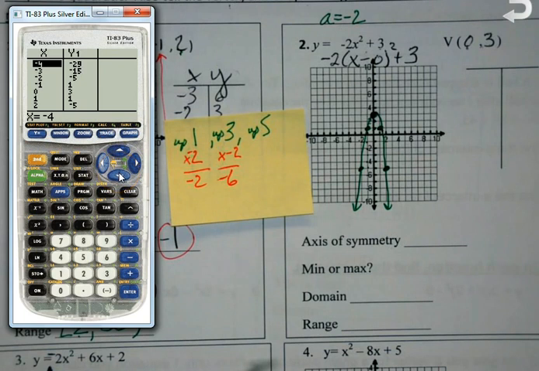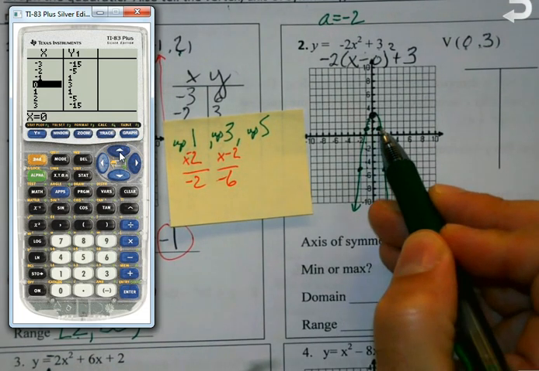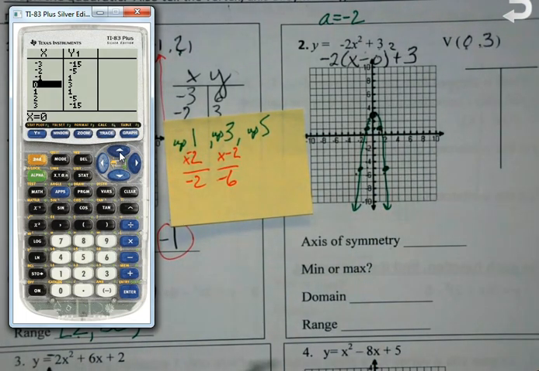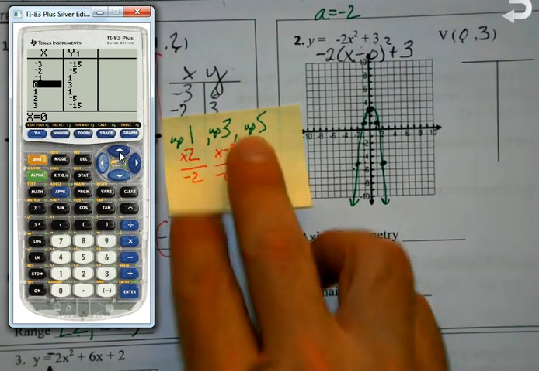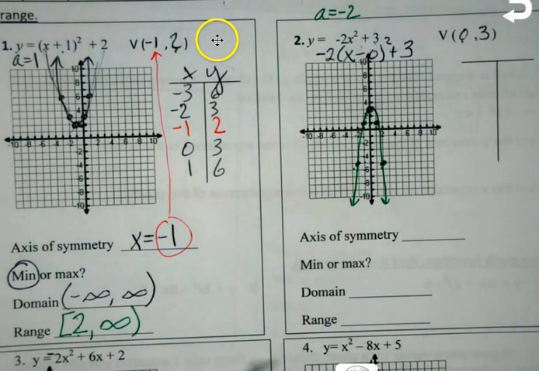And then again, I'd get my vertex in the middle, which means I need the 0, 3. Because why? I see symmetry. And I would plot my -1, 1, and 1, 1. And my -2, -5, and +2, -5. I get the same numbers. And again, if you want to fill in the chart, you can, but it's not completely necessary. And then I just basically fill in the rest of my info.